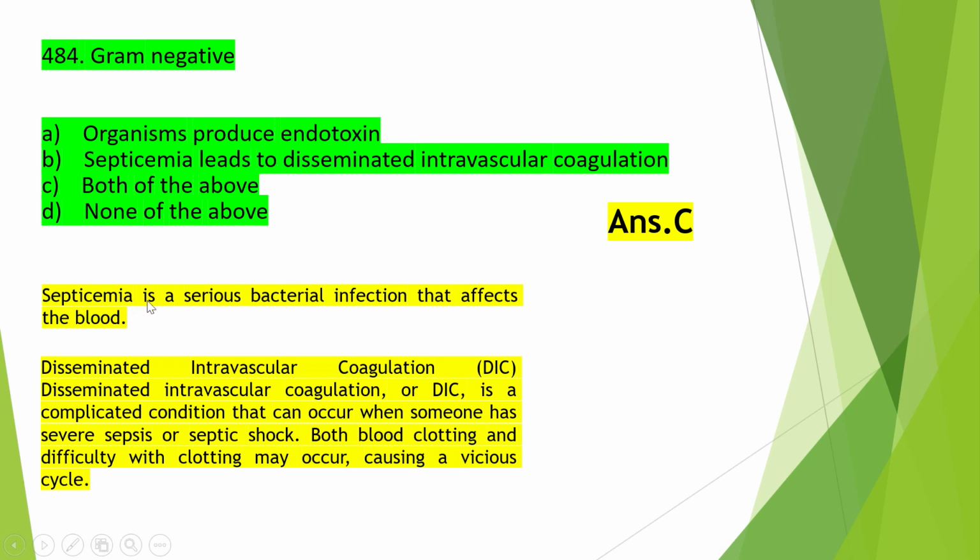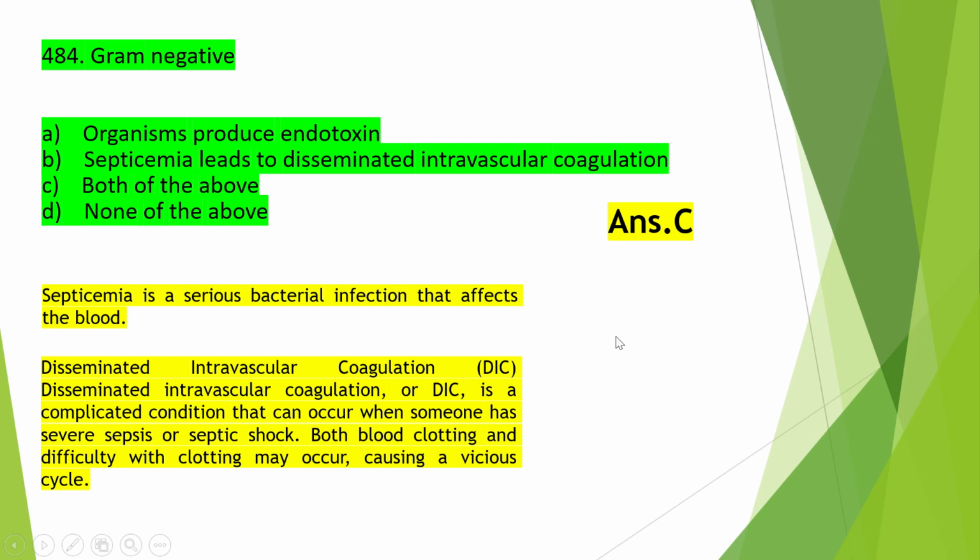Okay. So septicemia is a serious bacterial infection that affects the blood. So disseminated intravascular coagulation, or DIC, is a complicated condition that can occur when someone has severe sepsis or septic shock. Both blood clotting and difficulty with clotting may occur, causing a vicious cycle.